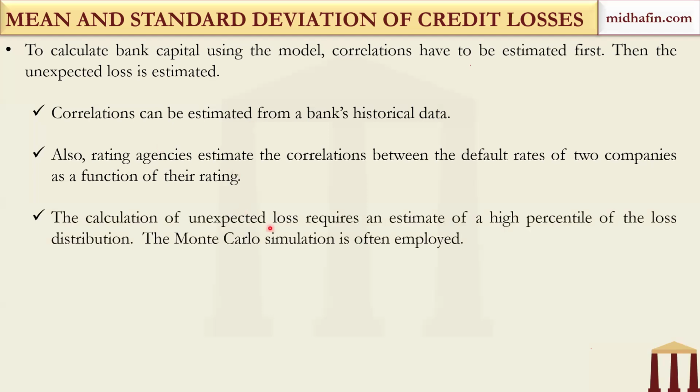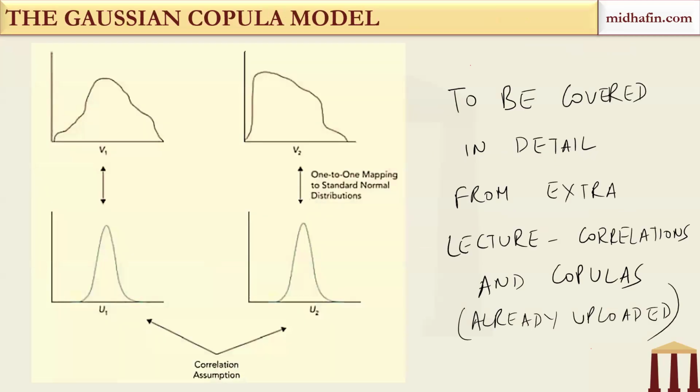The calculation of unexpected loss requires an estimate of a high percentile of the loss distribution. And in this case, Monte Carlo is applied. Now the distribution of the losses, the underlying distributions, they are not very clear. And of course, they cannot be the same. So what we do is we use this Gaussian Copula model. This has to be covered in detail from the extra lecture on correlations and copulas, which is uploaded on the LMS only. Because it's from part 2, they have just given this idea of how we are doing it.